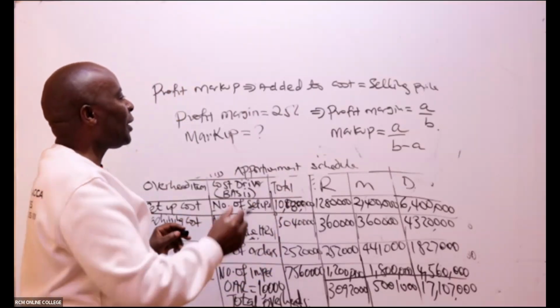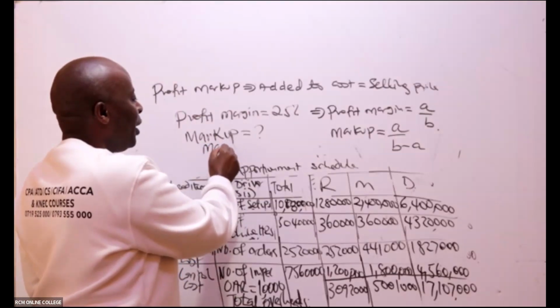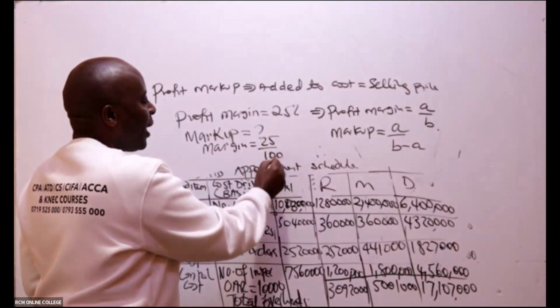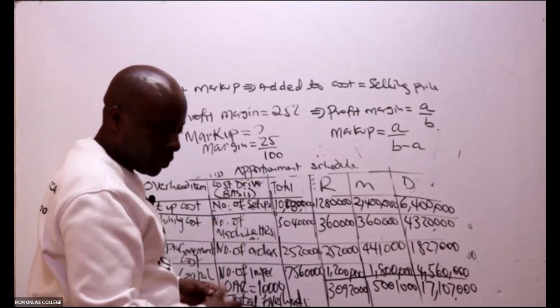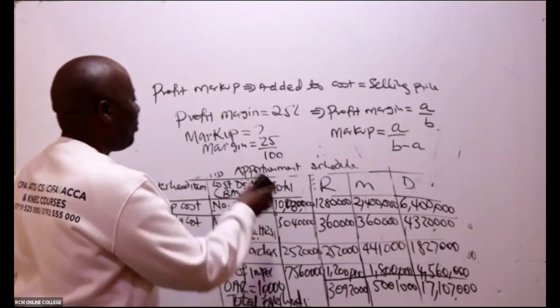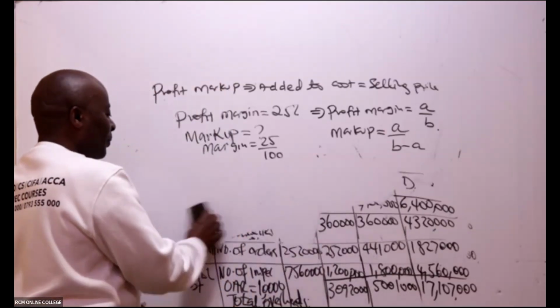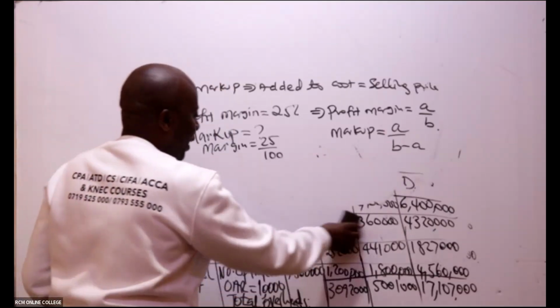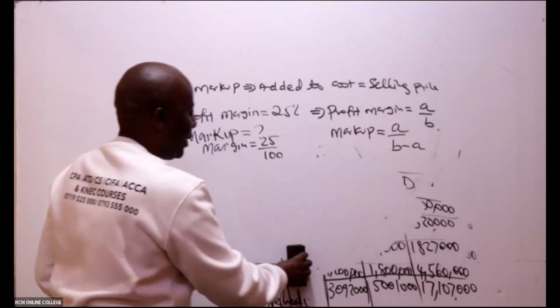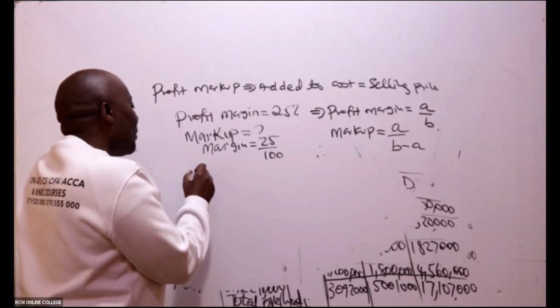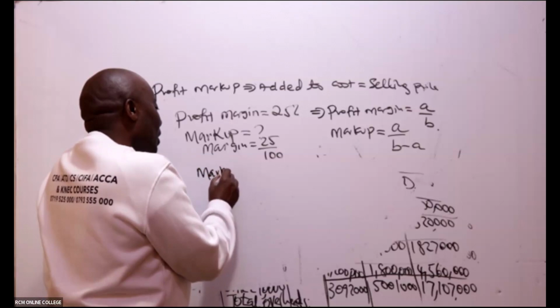So if you tell me profit margin is 25%, I'll write like this. I will say margin is 25 over 100. And therefore, markup will be equal to what? Somebody who is able to follow what I'm discussing here. If now A is 25 and B is 100, what is going to happen, ladies and gentlemen, is that markup has a smaller denominator.